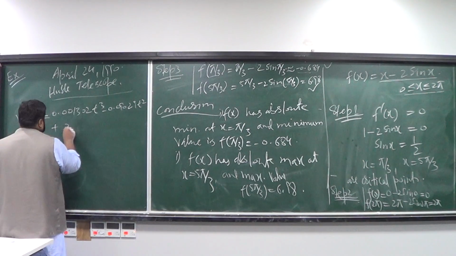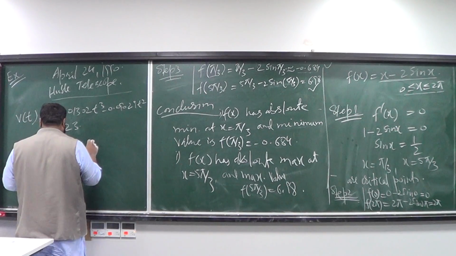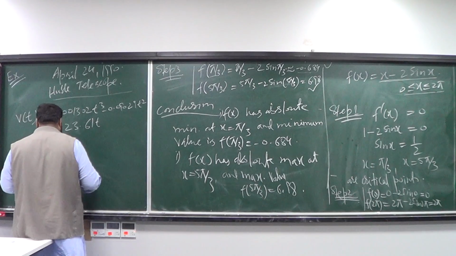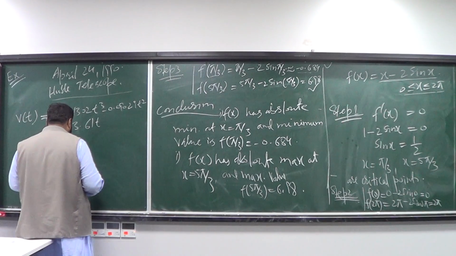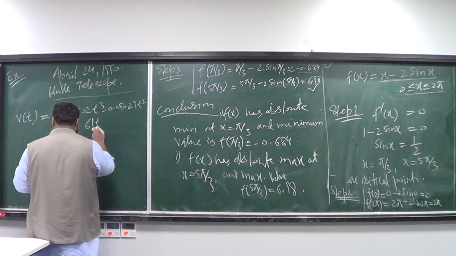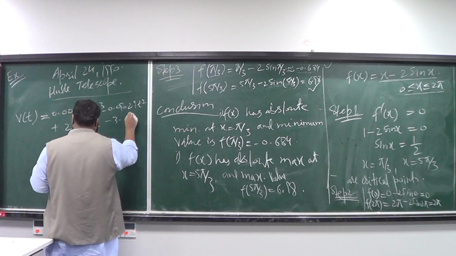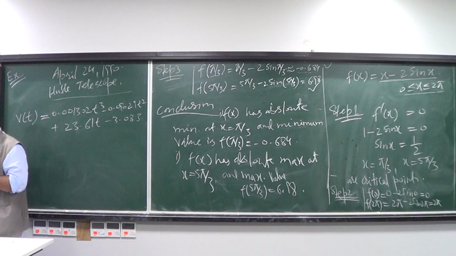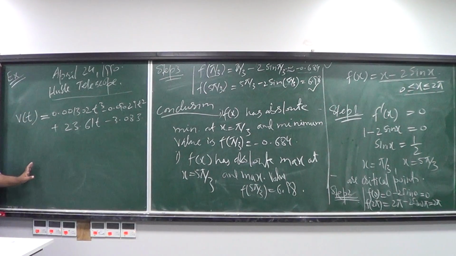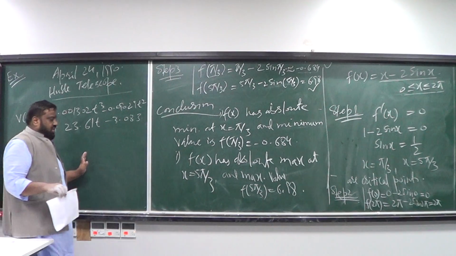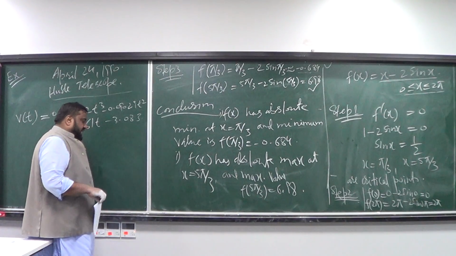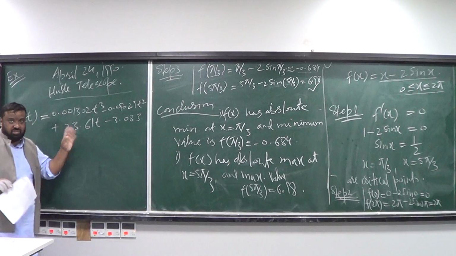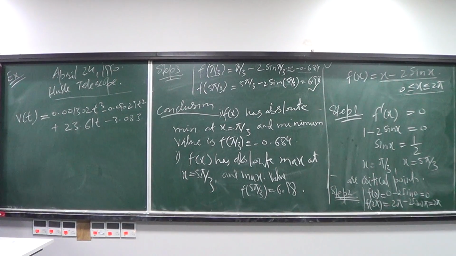Plus 23.61 t minus 3.083. So it's a cubic curve actually. Okay, so it's like the velocity increased, stabilized, and then again increased actually. Anyway, so it's a cubic curve actually.